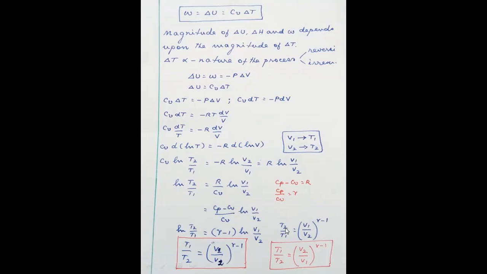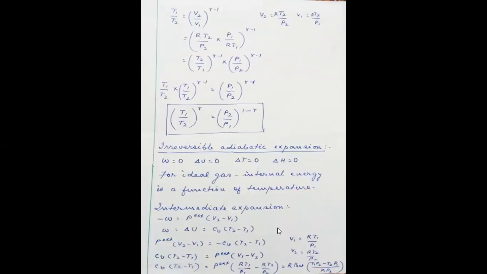If you want to change to T1 by T2, you change to V2 by V1. So T1 by T2 is equal to V2 by V1 power gamma minus 1. So this is the equation. Now, you look here.